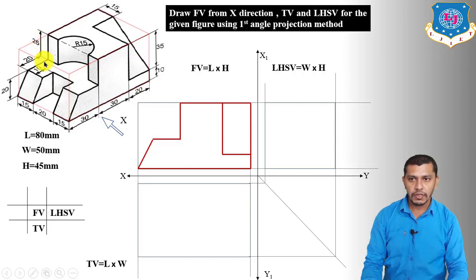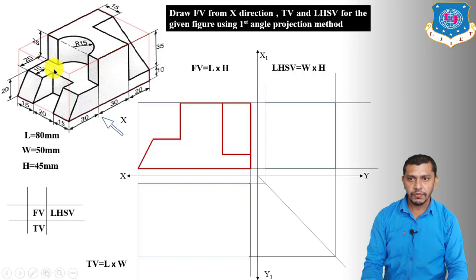Now we have to draw the views of the slot and the circle in the front view, which are not going to be visible in the front view. So we will draw the slot and the circle by taking the projection of the slot and the circle after drawing them in the top view. Let's draw the top view of the object.